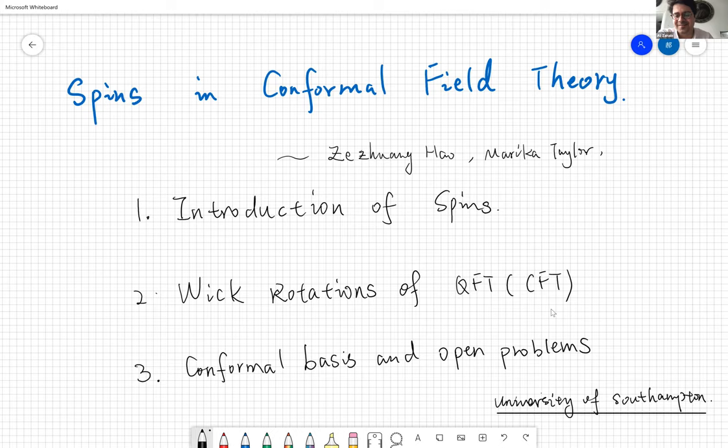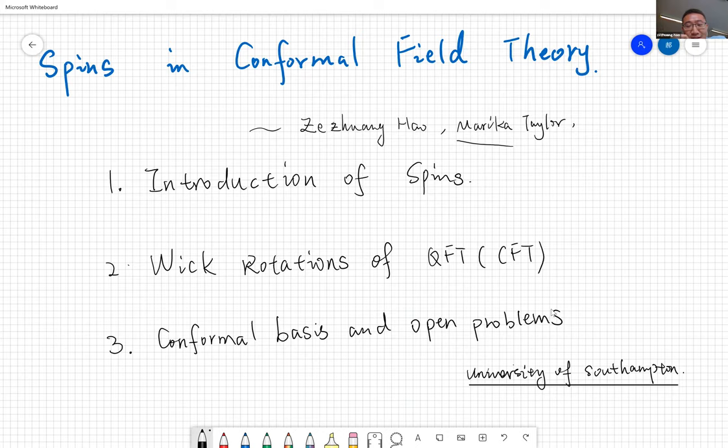Okay. Today I'm going to talk about the spins in conformal field theory and use the conformal field theory as an example. This is based on work with my supervisor. And that's the plan of the talk. First, I will introduce what the spin in conformal field theory is. I will introduce this from two different points of view. One is from the Euclidean signature. Then I will introduce it from the Lorentzian signature. We will find some interesting properties of the spin.